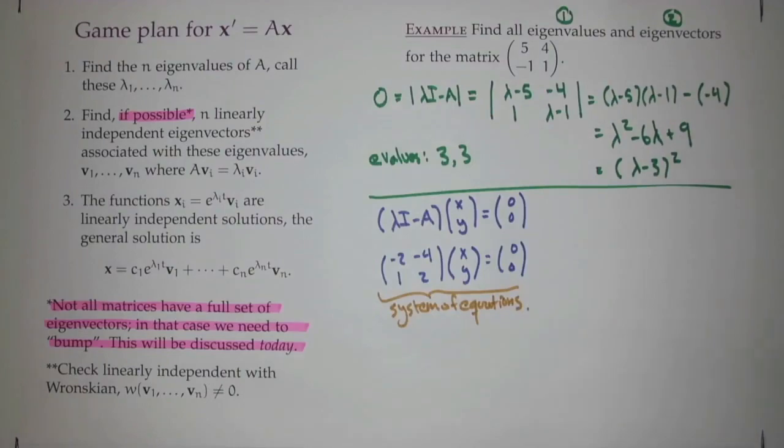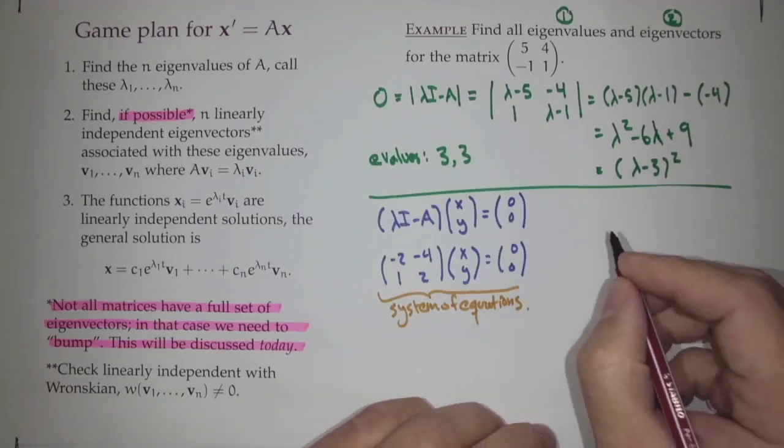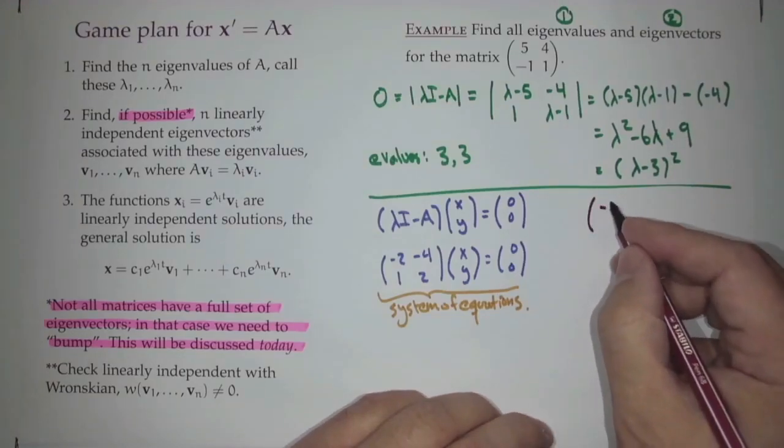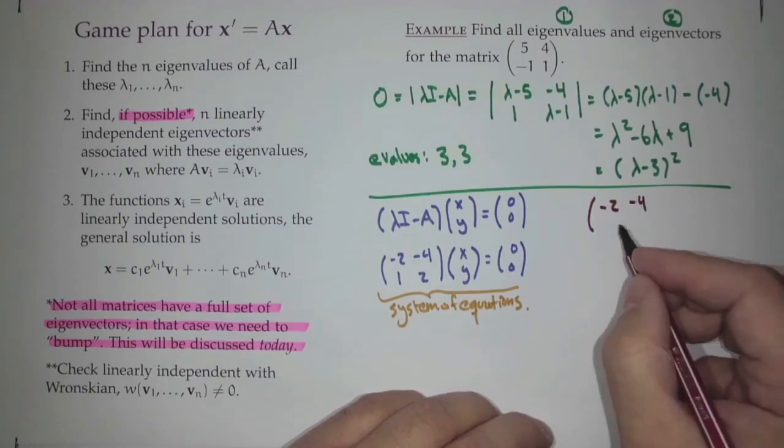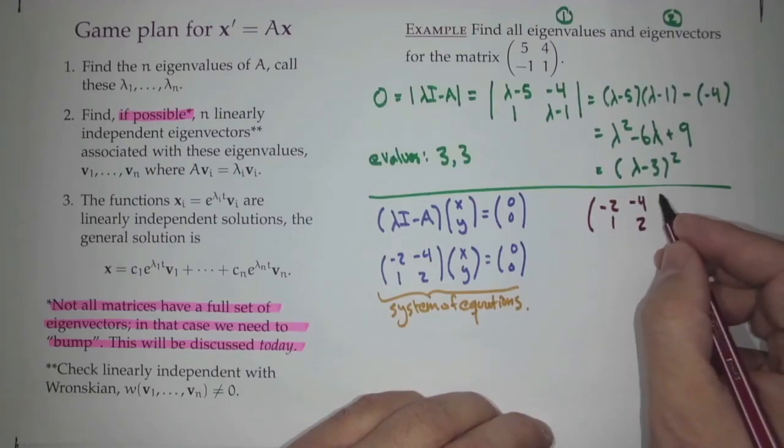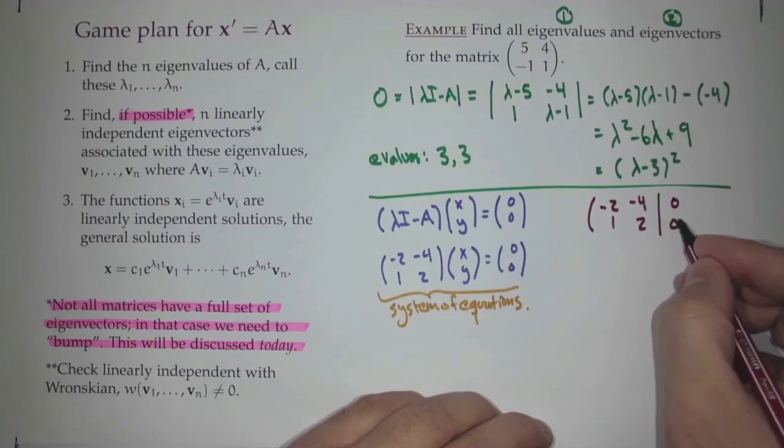Now, there's lots of ways to solve systems of equations. I'm going to go through and do things like the augmented matrix just because it'll be useful later on in an example. But that's not the only way you can do it. So we have minus 2, minus 4, 1, 2. And on the other side, we want to get zeros out.